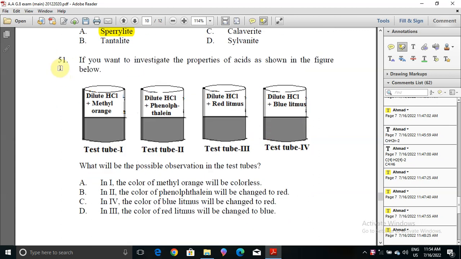Now question number 51. If you want to investigate the properties of a seed as shown in the figure below, what will be the possible observation in the test tubes? Okay, now here's the correct answer. It will be C. In the test tube of number 5, the color of blue litmus will be changed to red. So that means the correct answer for question number 51 will be choice C.